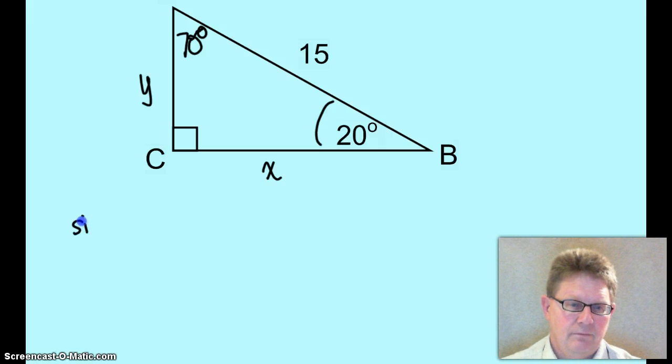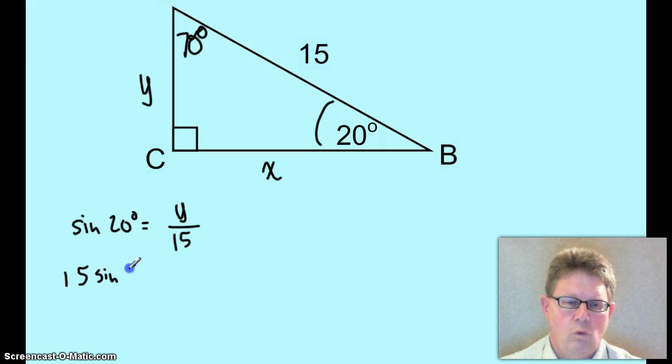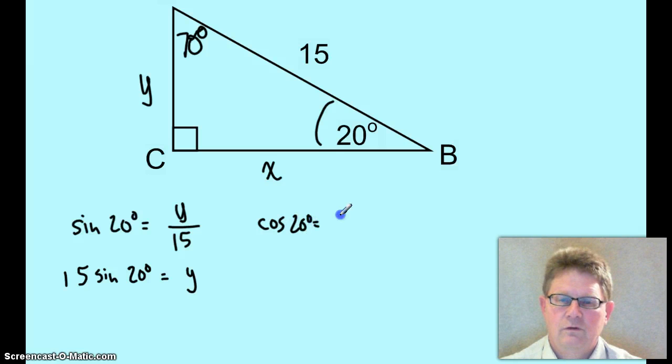So the sine of 20 degrees equals the opposite over the hypotenuse. Cross multiply and you have 15 sine of 20 equals y. And then using cosine, the cosine of that 20-degree angle equals x, the adjacent over the hypotenuse. Cross multiply, 15 cosine of 20 equals x.